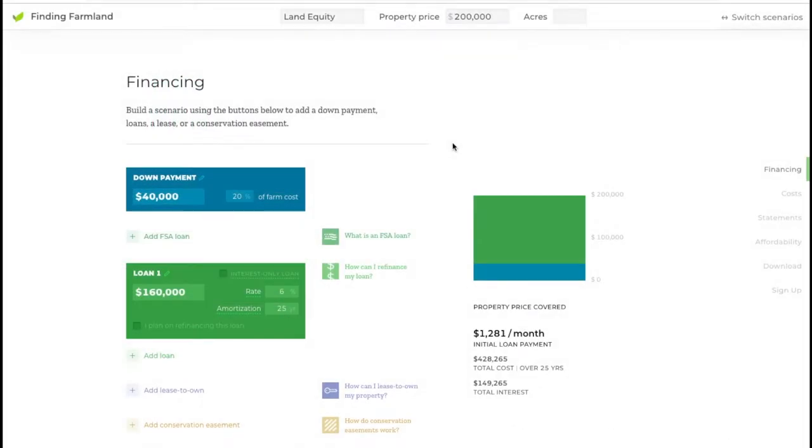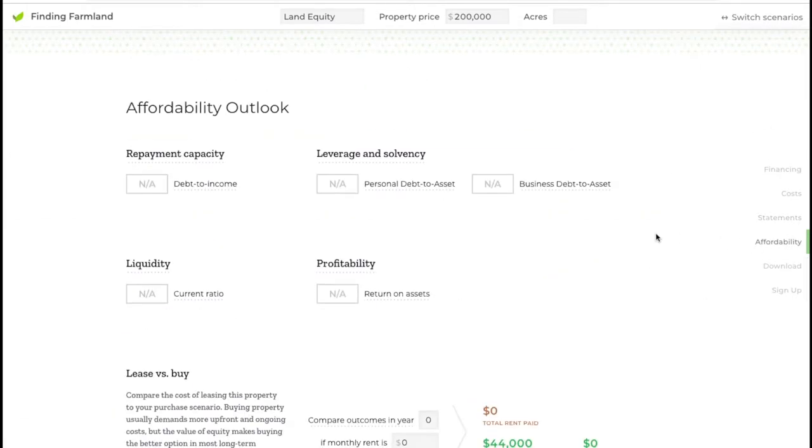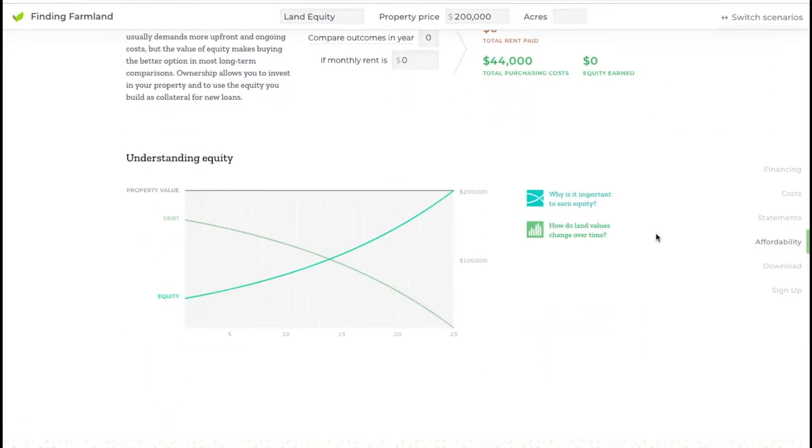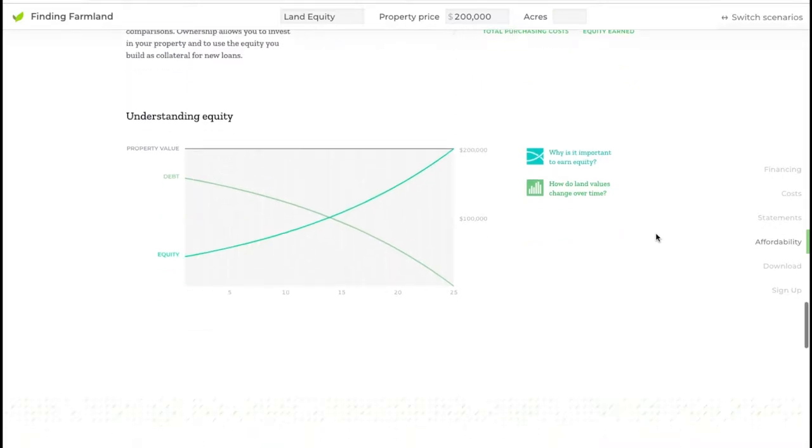In this video, we will explore the topic of financial equity. I've set up the calculator with a basic 20% down payment and 25-year bank mortgage to cover the rest of the property price. And we're just going to jump right down into the affordability section, where we have a couple features for learning about equity.